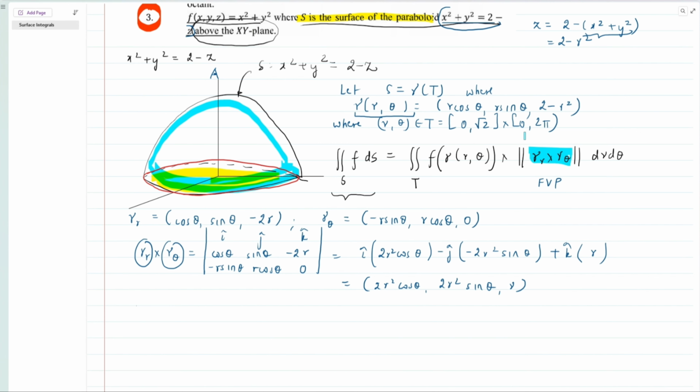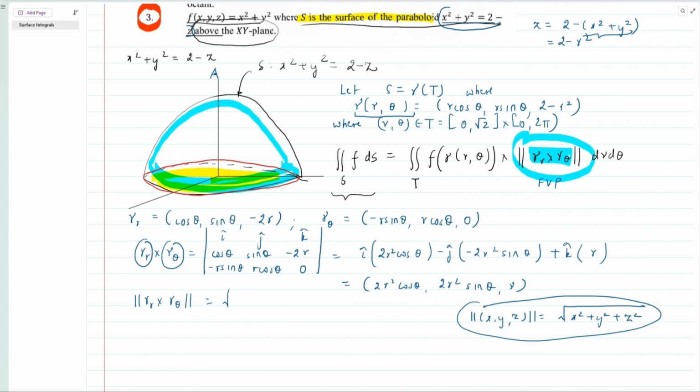If you look back at the formula, we need the norm of the fundamental vector product. That's the norm of gamma r cross gamma theta, which is the square root of the sum of the squares of each component, as we know that the norm of x, y, z is evaluated as square of x plus square of y plus square of z, everything inside the square root. Applying this here, we get 4r raised to 4 cos square theta plus 4r raised to 4 sine square theta plus r square.